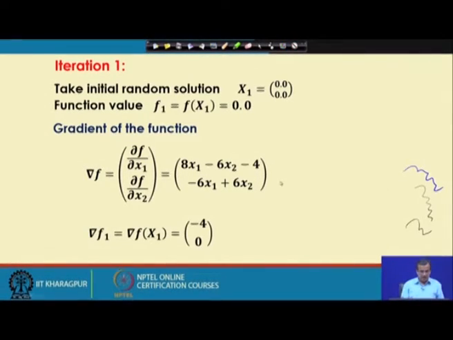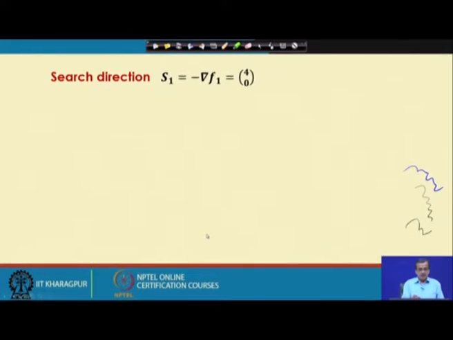Now, once I have the gradient, I can find its value with respect to capital X 1, and if I substitute the values of small x 1 and x 2 here, I will get minus 4 0. Now, the search direction is opposite to the gradient, so minus delta f 1, and that is 4 0, because this is a steepest descent method. So, we have to move in a direction opposite to the gradient.